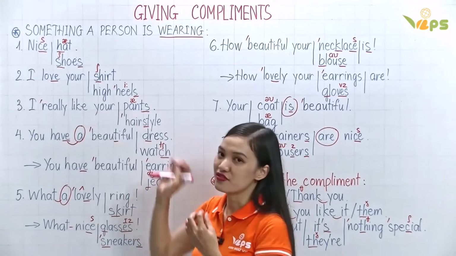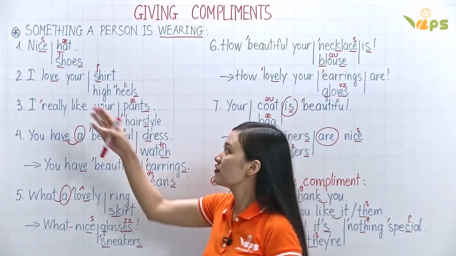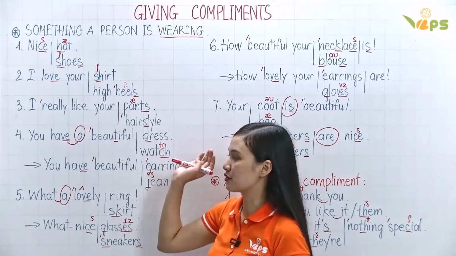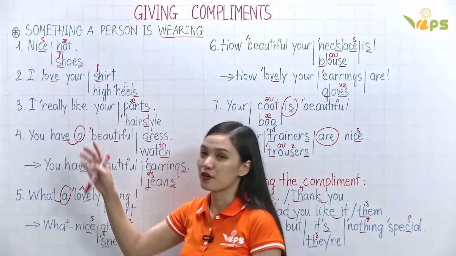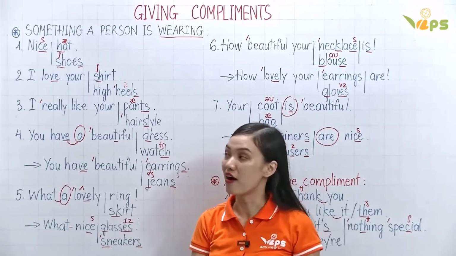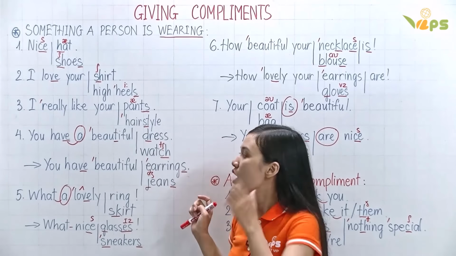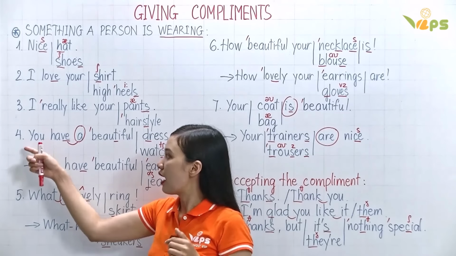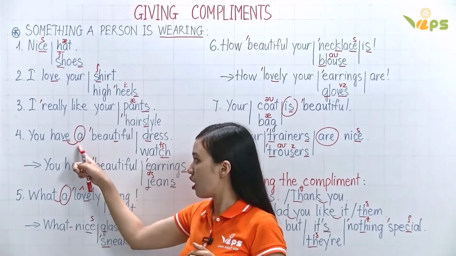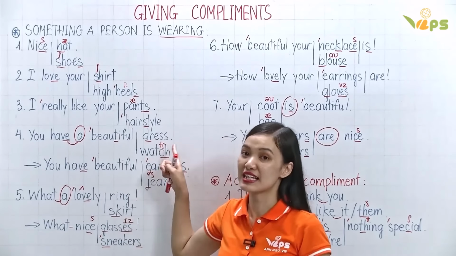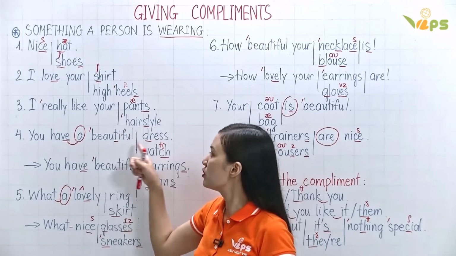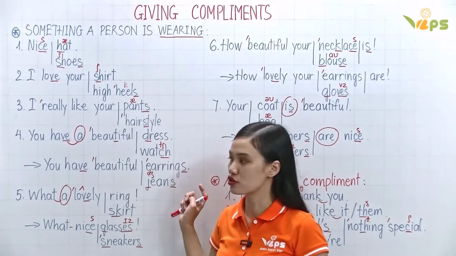Nice hat, nice shoes. 2, I love your, and then a noun. I love your shirt, I love your high heels. 3, I really like your, and then a noun. I really like your pants, I really like your hairstyle. 4, you have a beautiful, and then singular noun. You have a beautiful dress, you have a beautiful watch.